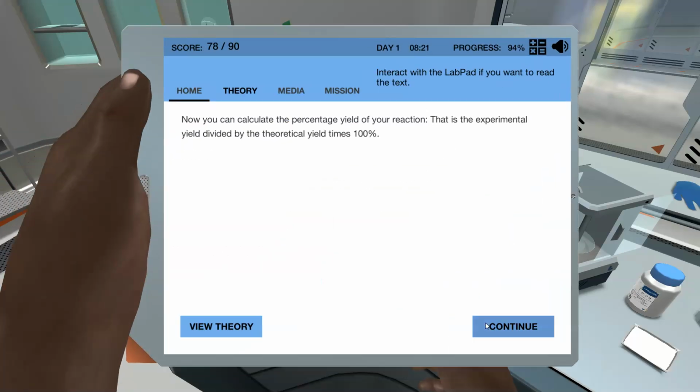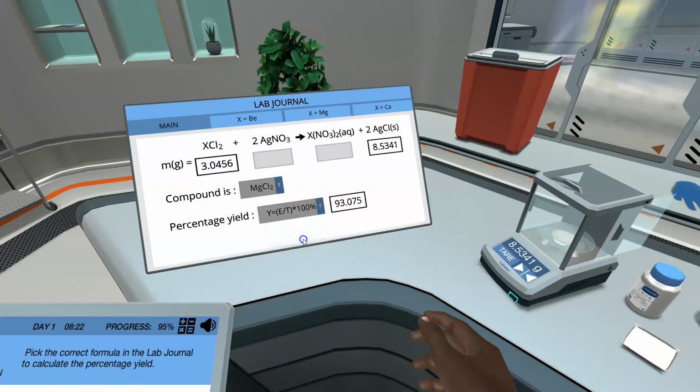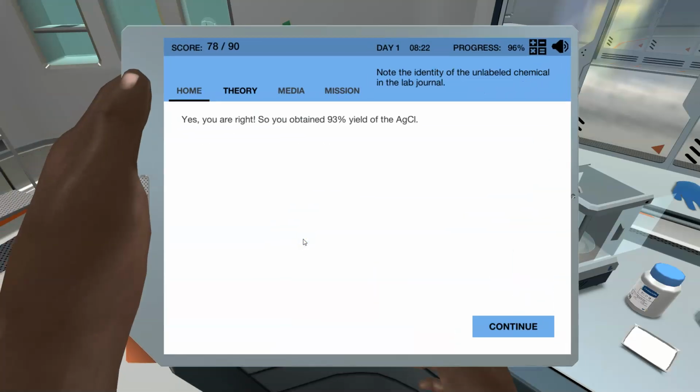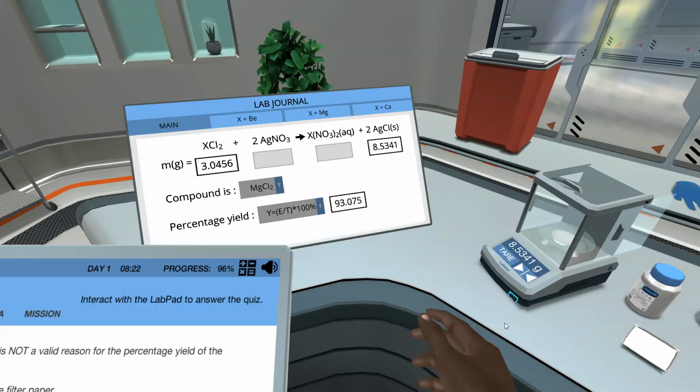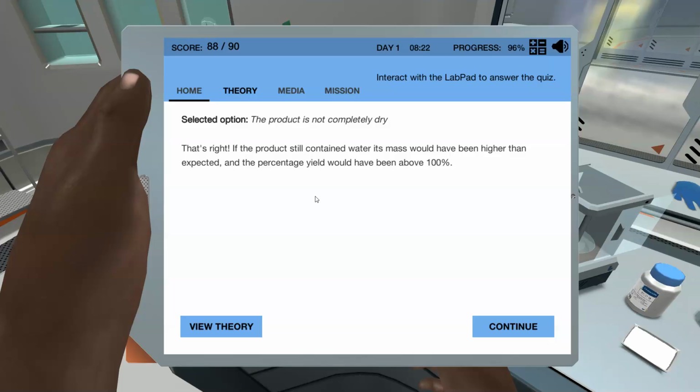Now you can calculate the percentage yield of your reaction, that is the experimental yield divided by the theoretical yield times 100%. Pick the correct formula in the lab journal to calculate the percentage yield. Yes, you are right. So you obtained 93% yield of the silver chloride. Which of the following answers is not a valid reason for the percentage yield of the reaction being below 100%? That's right. If the product still contained water, its mass would have been higher than expected, and the percentage yield would have been above 100%.